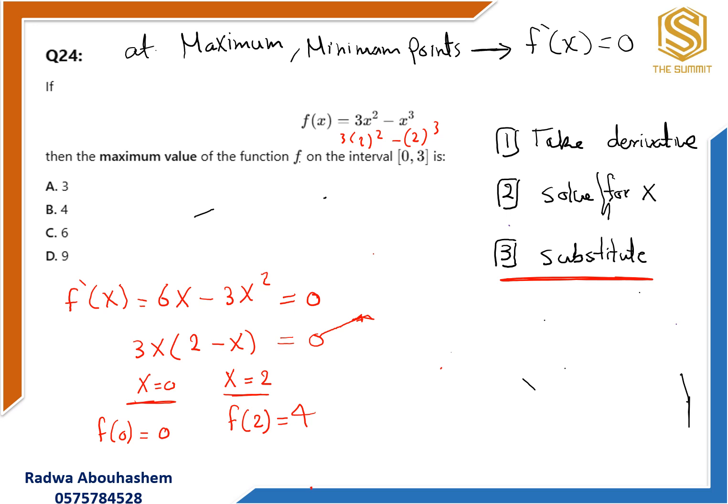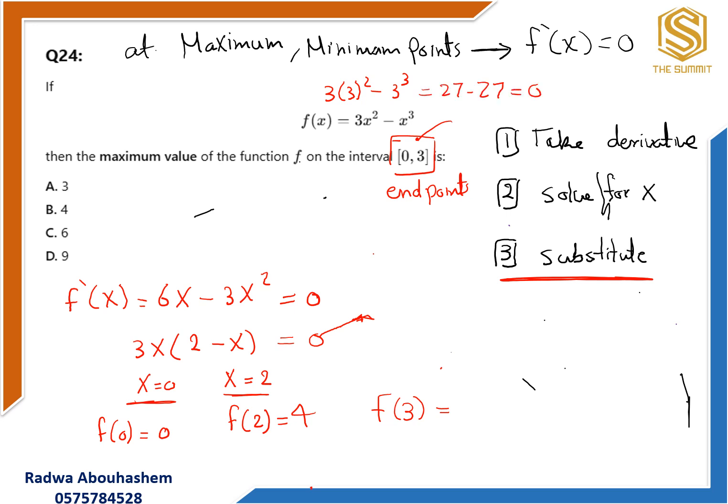After I finish this, I have also to substitute the interval or the given points that give it to me. I call these endpoints. So I have also to substitute it. Of course, I substituted the 0 and I substituted the 2 because they belonged to this interval. So I have also to substitute the 3. Let's get the function of 3. If I put instead of the x here 3, so 3 power 2 minus 3 power 3. 3 power 2 is 9, 9 times 3 is 27, and 3 power 3 is 27, so 27 minus 27 gives me 0.